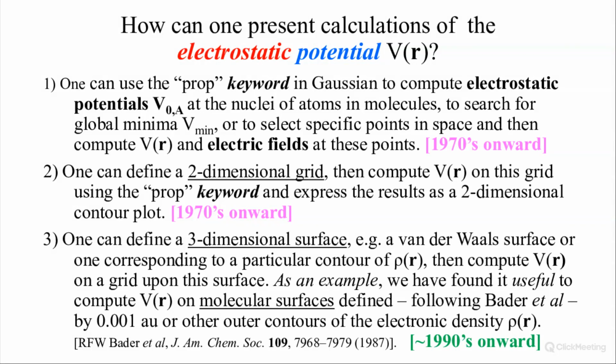Then, starting in about the early 1990s, researchers found that it was useful to plot the potential on some three-dimensional surface. That could be a van der Waals surface. We preferred using the electronic density as contours as a surface upon which to plot the electrostatic potential, typically using an outer contour, such as 0.001 a.u. and 0.002.